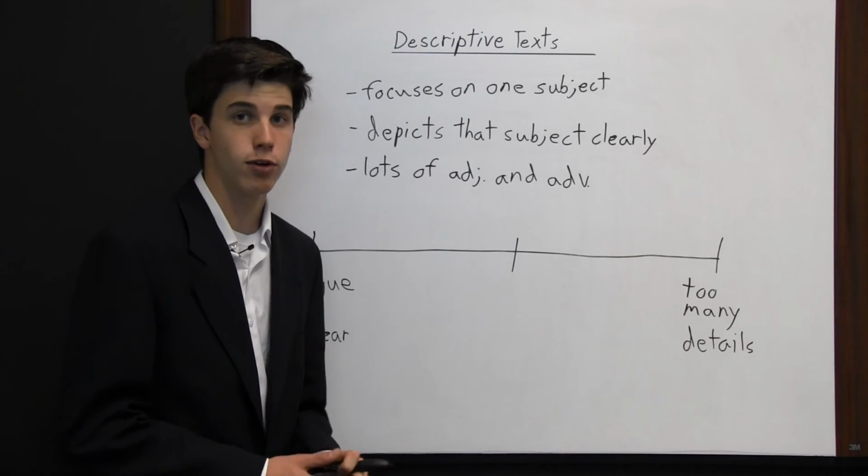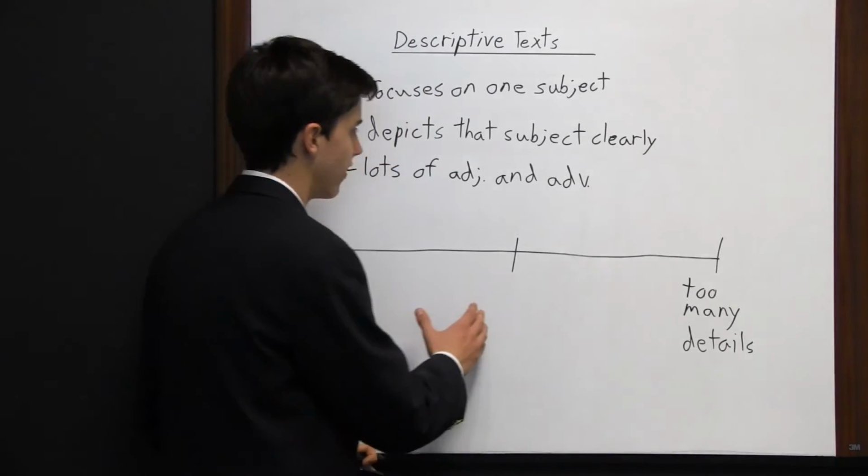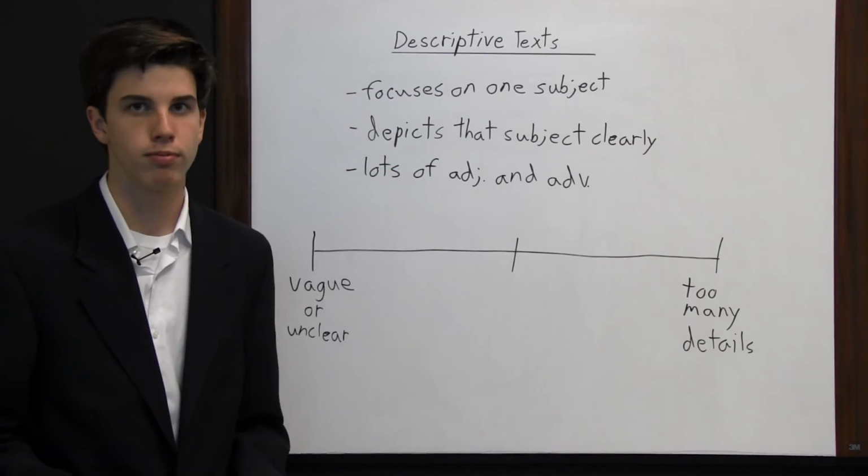So as a writer, you should look to try to go in the middle in a descriptive text. And if you're reading something, you want to read things that are descriptive where the writer has a good balance of details in the paper.